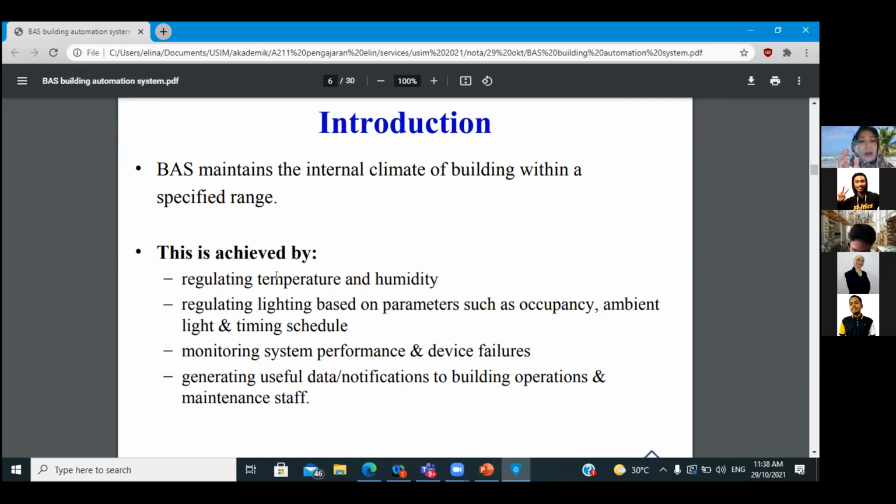Okay. When you are designing this, you will call the electrical engineer. I will ask the electrical engineer, can you monitor, can you propose equipment to get the lighting parameters on occupancy, ambient lighting, and timing schedule? So this is under the automation system. The terms there are ambient light and timing schedule. We know that at the end of the day, we can monitor the electricity bill.